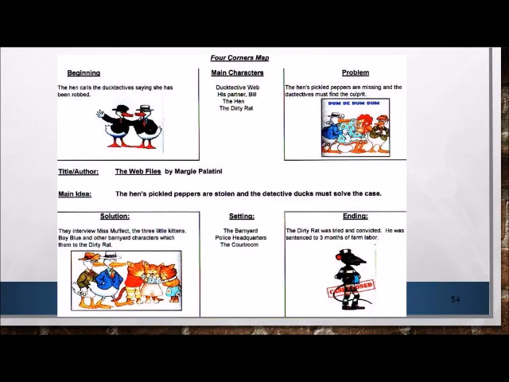There's just an example of some. I use this a lot with my elementary school kids. It's a four corners map, and I imported the pictures from the story, but usually I have them draw the pictures. And so this is great for a narrative, so we get all the important information, well, not all, but a lot, about the beginning, the problem, the solution, the ending. We have the title, we know who the main characters are, we know what the setting is, and eventually at the end we write the main idea.